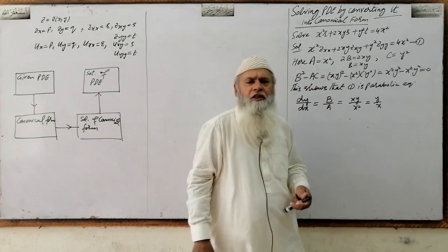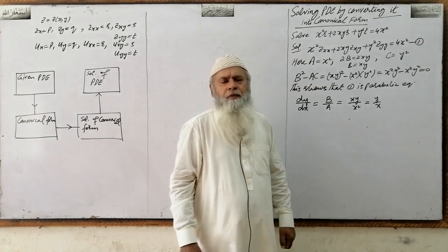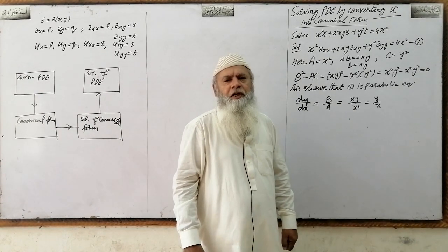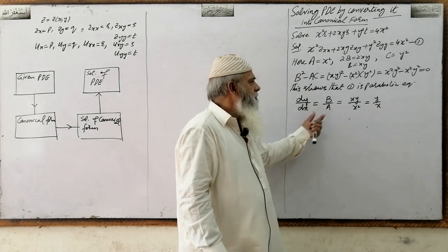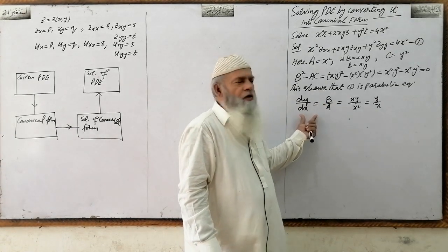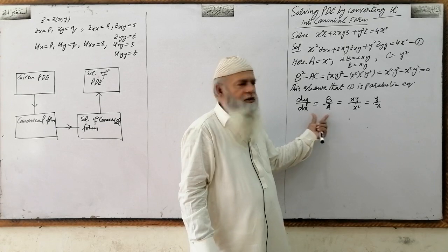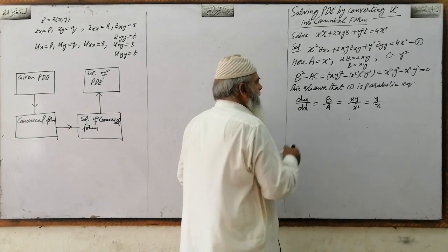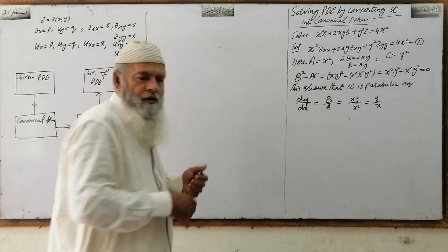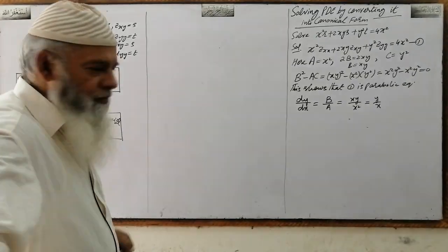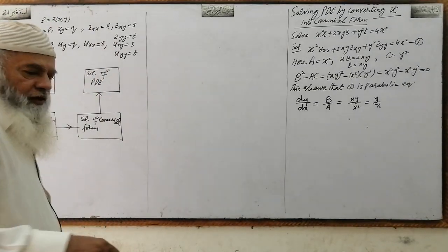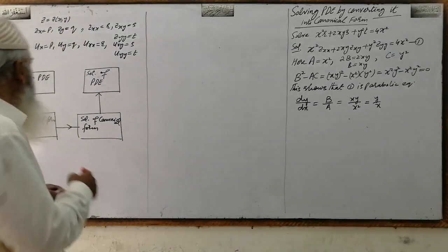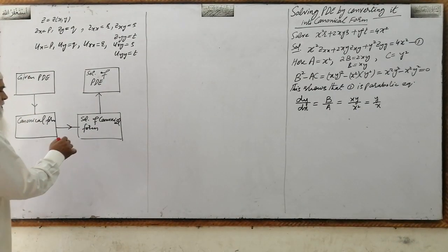The first step is the classification, whether the given partial differential equation is parabolic, elliptic, or hyperbolic. After that classification, because this is parabolic, for the parabolic case we consider dy by dx is equal to b over a. Now we have to integrate it, and we have to find the solution of this dy by dx, which I am going to do here.